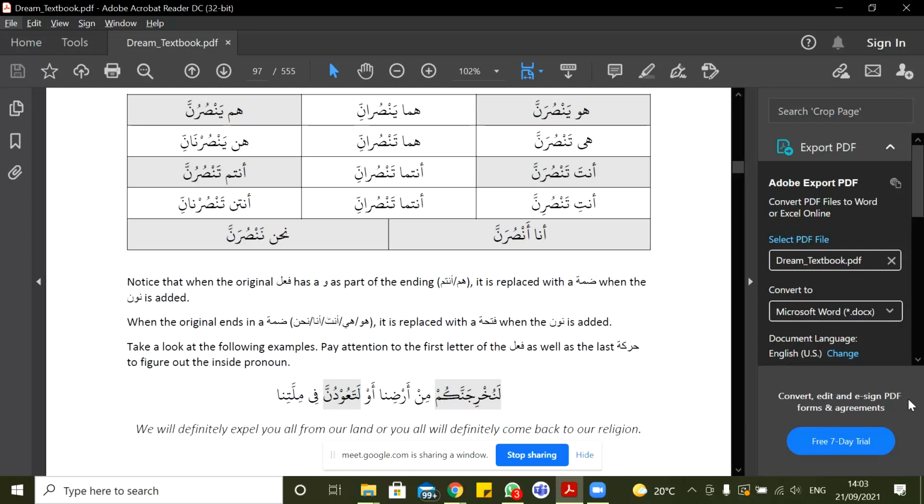So ta'udu would translate as not ta'udun. How would you say that? Antum tansuruna, antum ta'u. Oh, subhanallah. Make a rhyme. Antum tansuruna, antum ta'u.